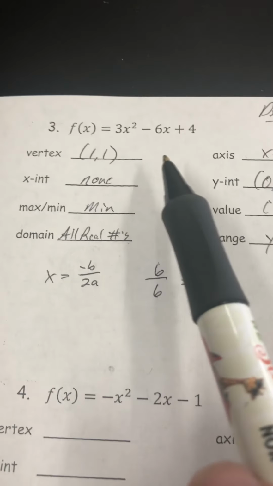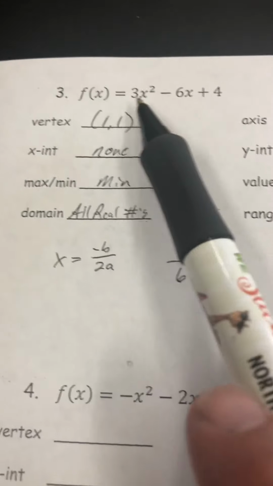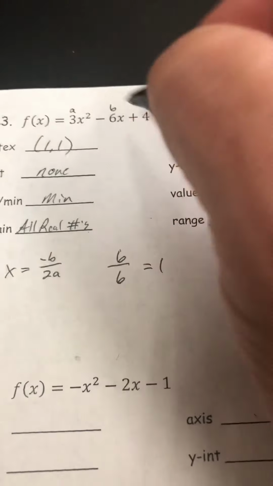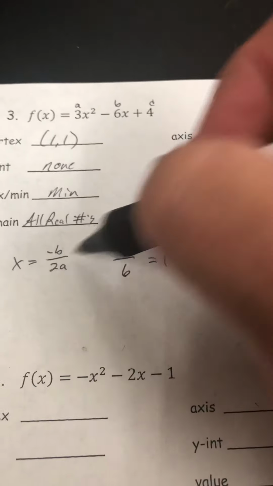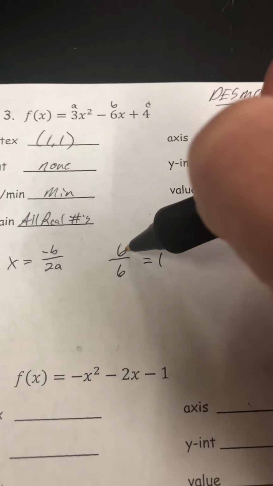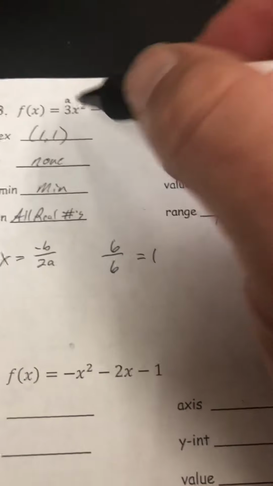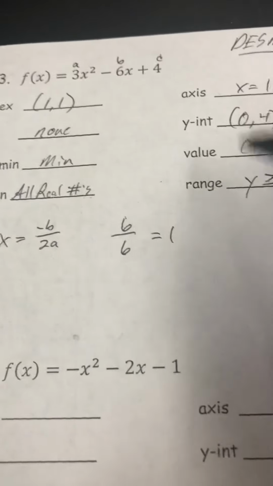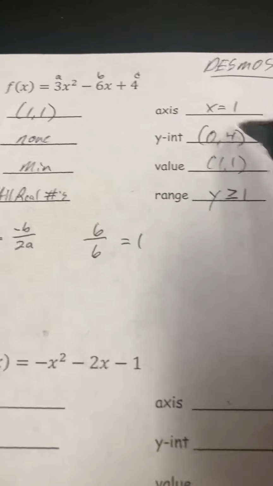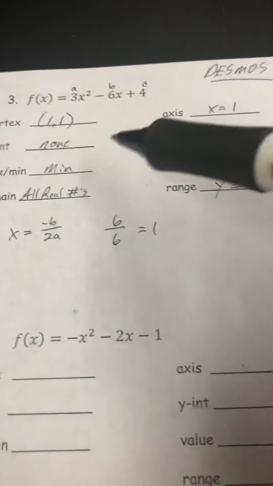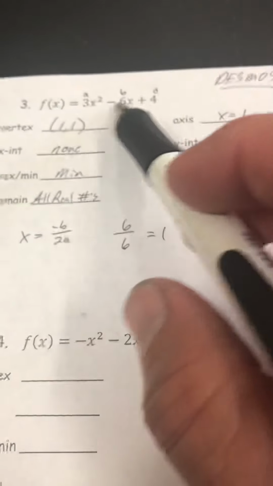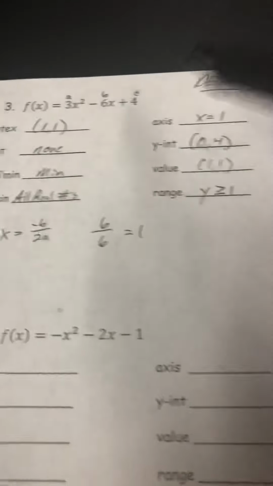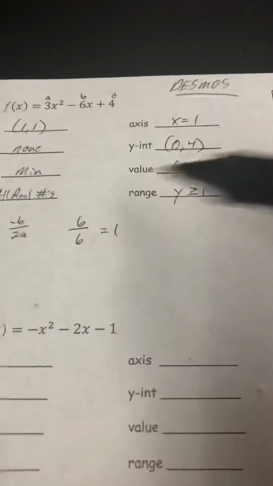Let's take a look at number 3. Here's my A, my B, and my C. So I have a -b, so a -6 is going to be a +6 over 2 times 3, which is 6. 6 divided by 6 is 1. That's my axis of symmetry. My axis is 1. Okay, I plug in that 1. And I work this problem out, and I get 1 for my y value. So my vertex is 1, 1.